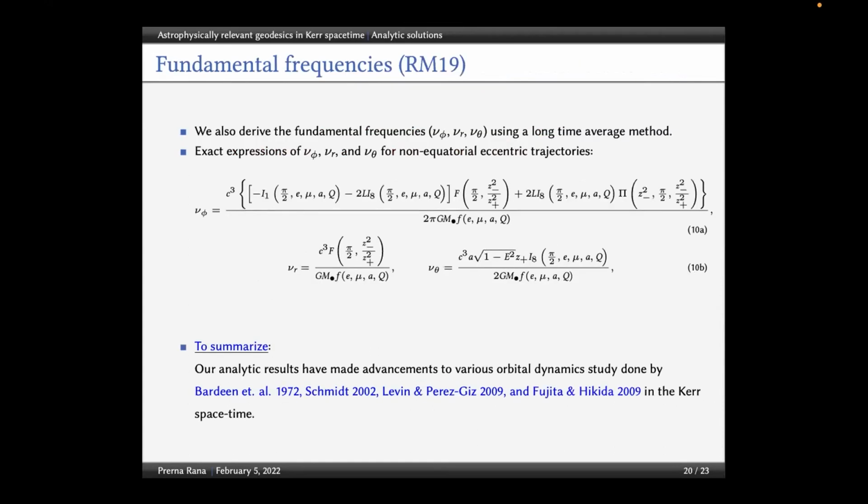And finally, as I told, the fundamental frequencies in Kerr spacetime, nu phi, nu r, nu theta, can also be written down because we already have a solution for trajectories and their integrals. These three frequencies can be written down in terms of those integrals, and they have a very nice closed form given here. So to summarize, all these analytic solutions have made advancements to various orbital dynamics studies, which were done by Bardeen, Schmidt, Levin, and Fujita in Kerr spacetime.